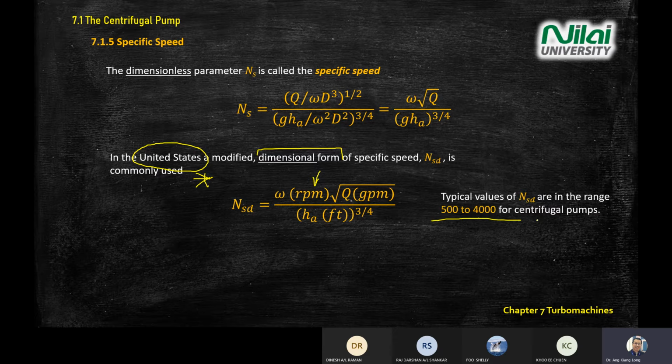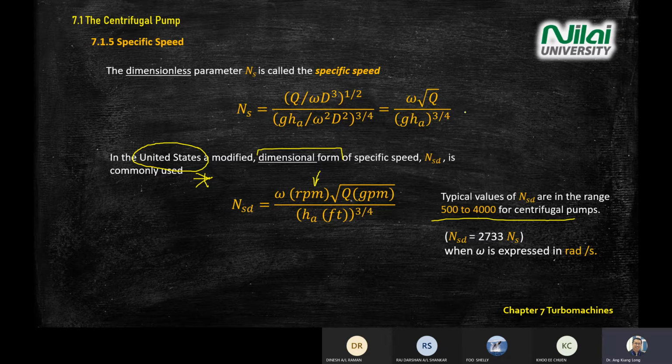This is just a reference value. For a centrifugal pump, it is around 500 to 4,000. If you work in the United States, the value is around 500 to 4,000, depending on operation. And these are the conversion units. So if you convert NSD to NS, you use this constant value.